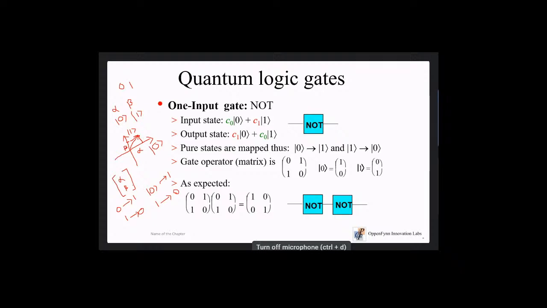So in that case, all that happens is that these values switch places. So let's say the input to the NOT gate is this qubit with alpha and beta. The output of the NOT gate will again be another qubit. The only difference is the coefficients are interchanged. It's beta and alpha.